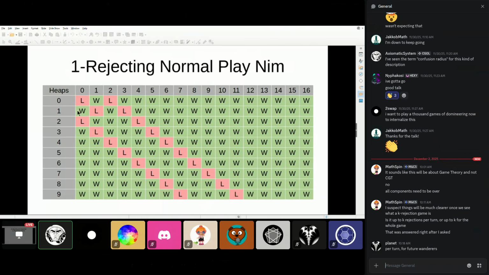So this move to the winning position can be forced. 1-1 is losing because both of these moves are to winning positions. All the games down here are winning because you can either go to this line of losing positions or this line. And you can reject one of those plays, but not both. Similarly for this big diagonal rectangle in the middle here.